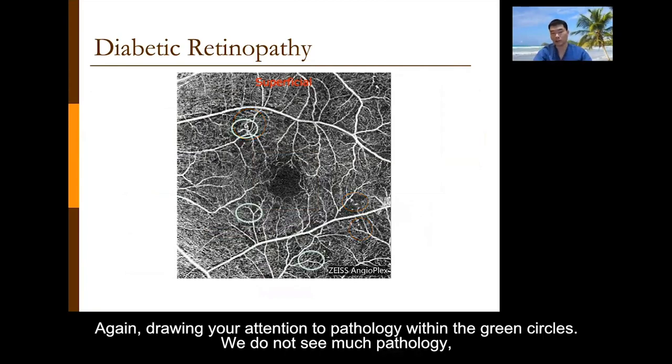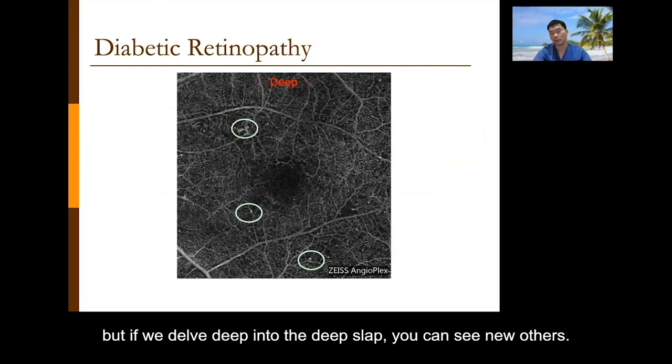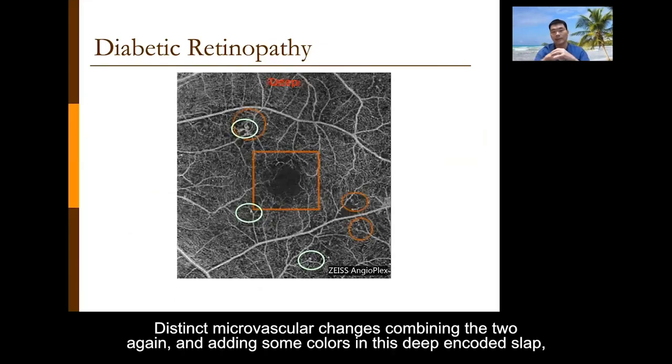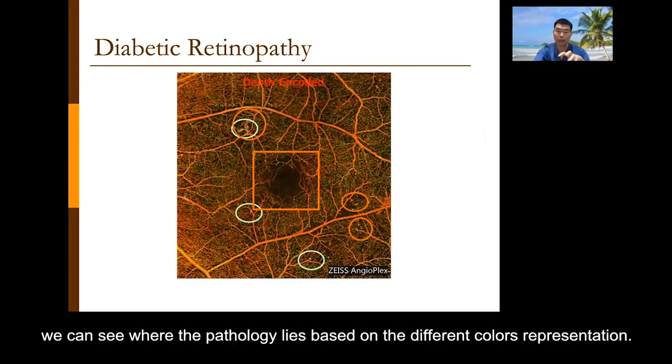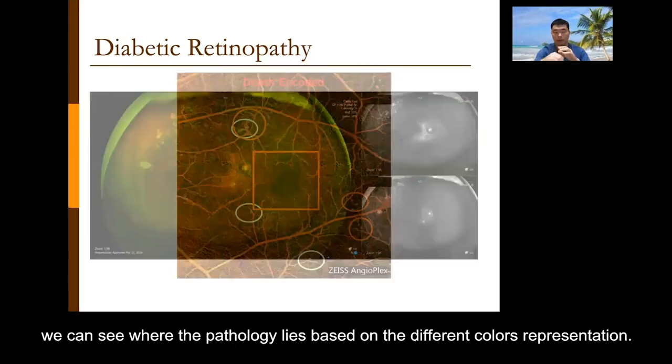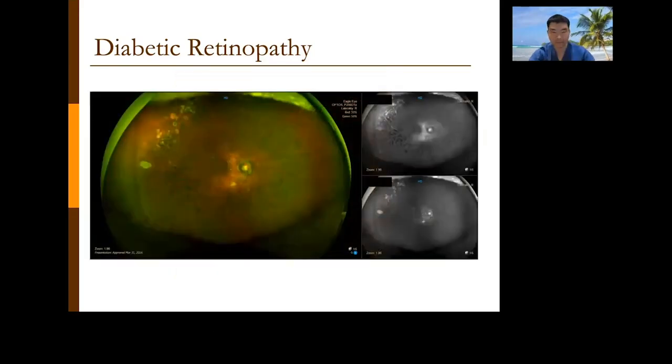Again, drawing your attention to pathology within the green circles, we do not see much pathology, but if we delve deep into the deep slab, you can see new and other distinct microvascular changes. Combining the two again and adding some colors in this depth encoded slab, you can see where the pathology lies based on the different colors representation.